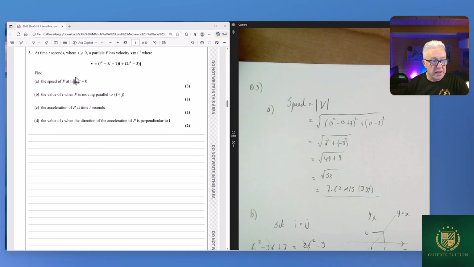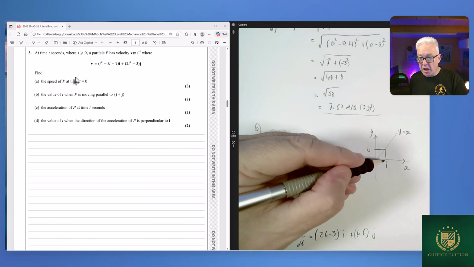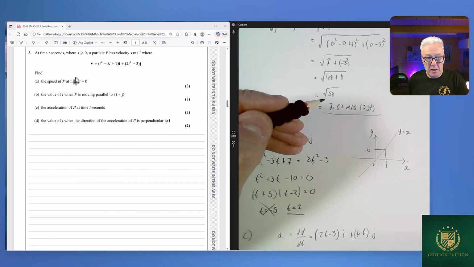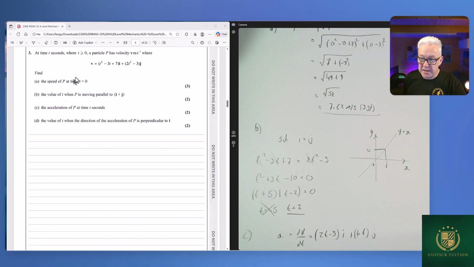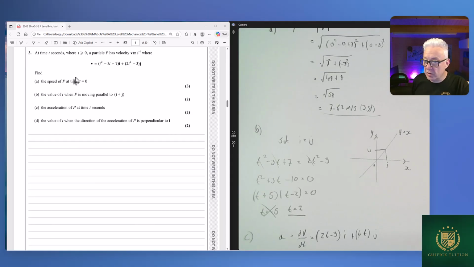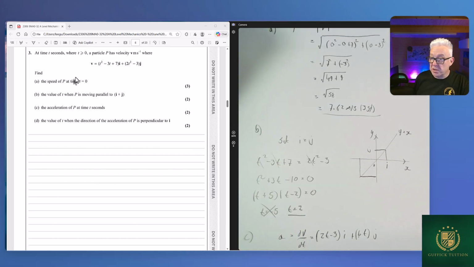Part B. Find the value of t when p is moving parallel to i plus j. Okay, so I think a little sketch is really useful here. If something's moving in the direction of i plus j, it basically means that the i component is equal to the j component. So that means it's essentially moving along the line y equals x. It could also have said minus i minus j as well, which would have been a point on the same line.